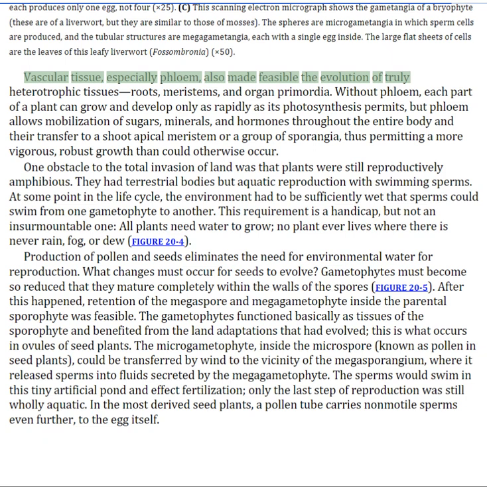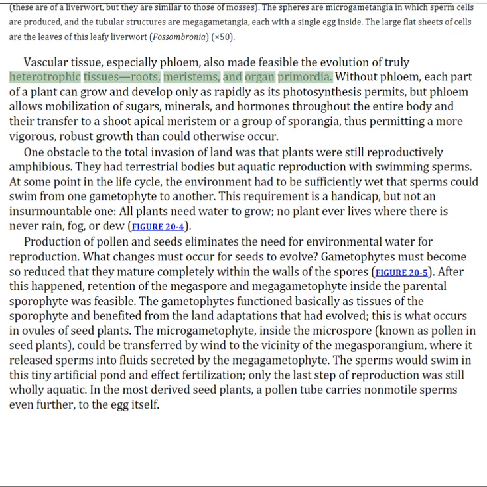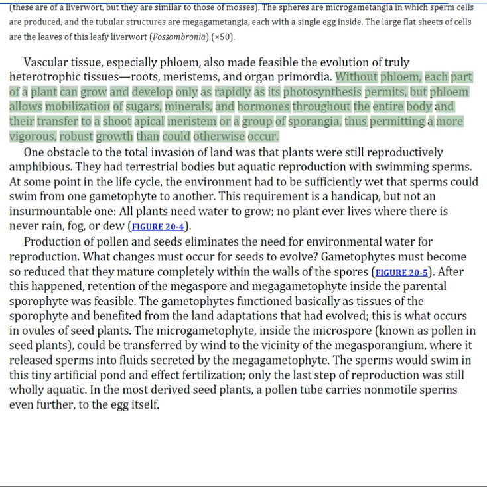Vascular tissue, especially phloem, also made feasible the evolution of truly heterotrophic tissues: roots, meristems, and organ primordia. Without phloem, each part of a plant can grow and develop only as rapidly as its photosynthesis permits, but phloem allows mobilization of sugars, minerals, and hormones throughout the entire body in their transfer to a shoot apical meristem or a group of sporangia, thus permitting a more vigorous, robust growth than could otherwise occur.